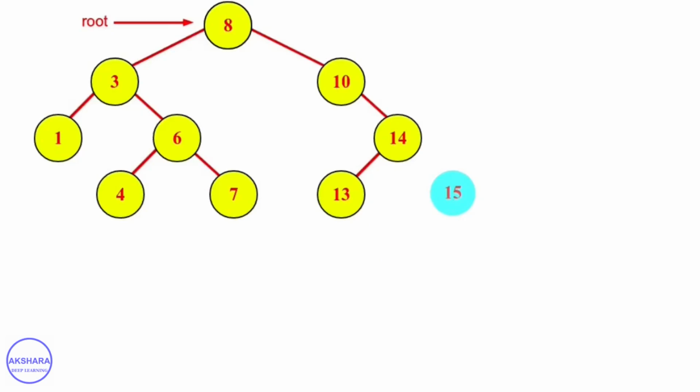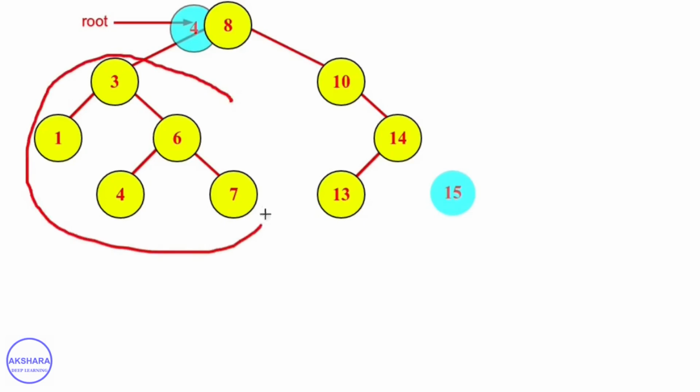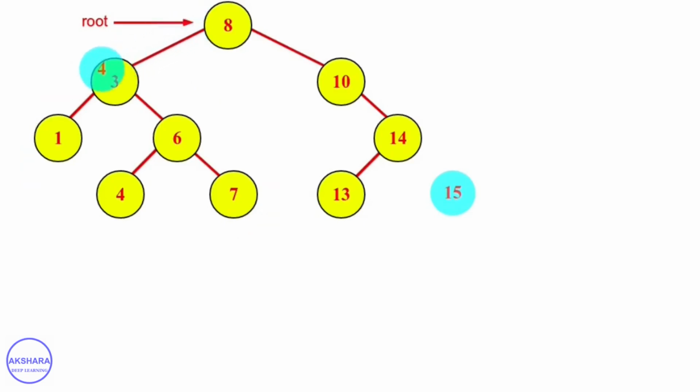Let us take one more example. Let us search whether 4 is there within this tree or not. Now the key is 4, that will be compared with the root of the tree, 8. 4 is less than 8, so the search procedure will be called recursively on the left subtree. Now this 4 will be compared with 3. Now this 4 is greater than 3. Again, search will be called on this right subtree.